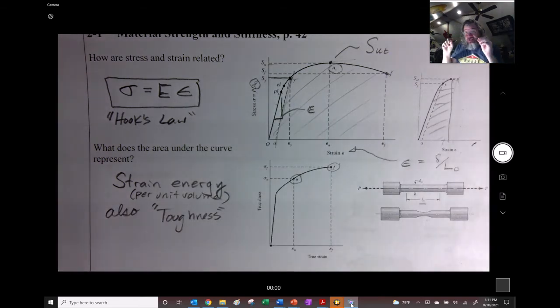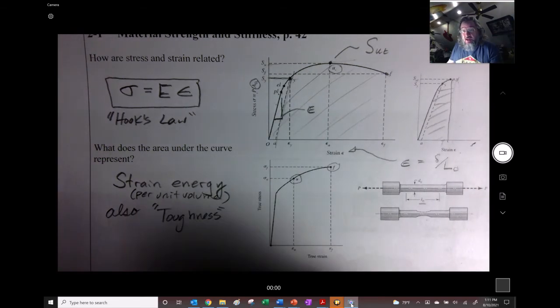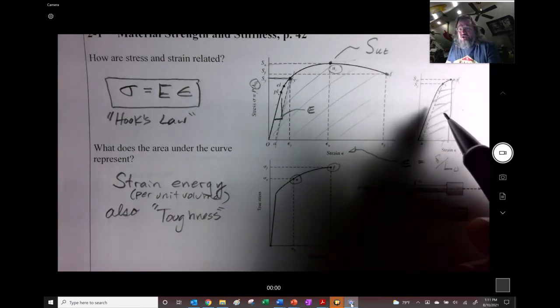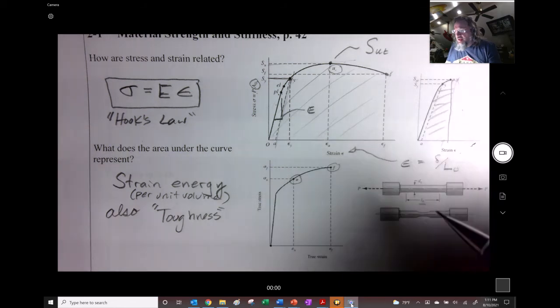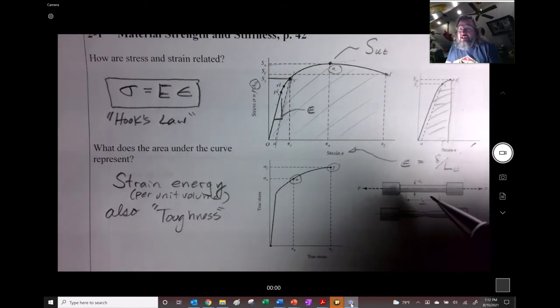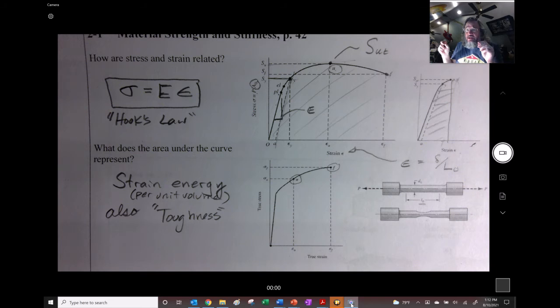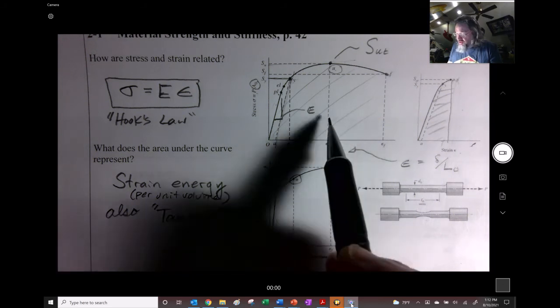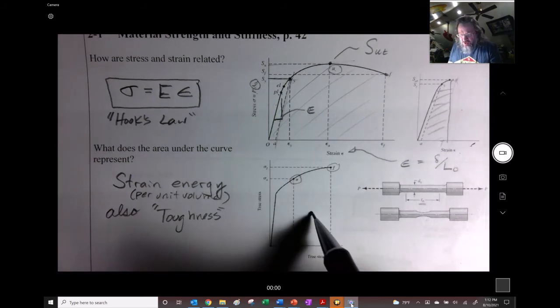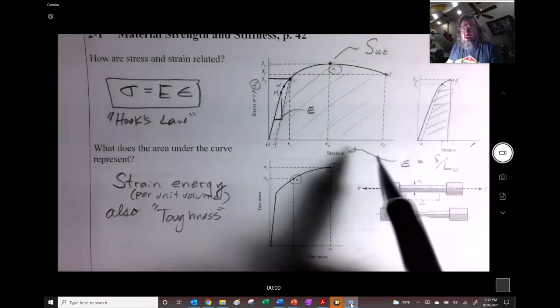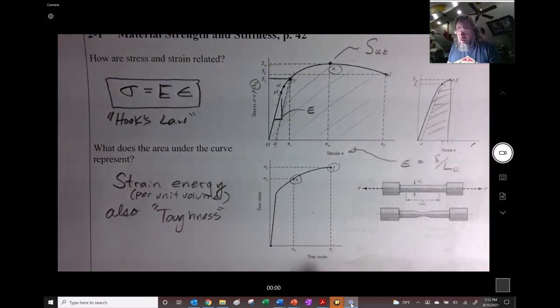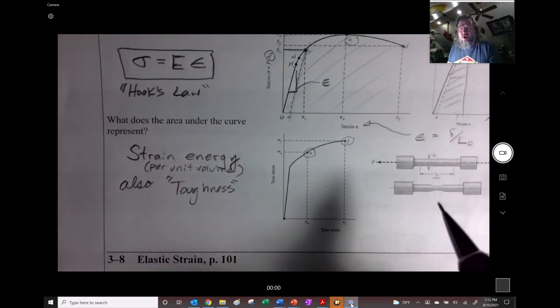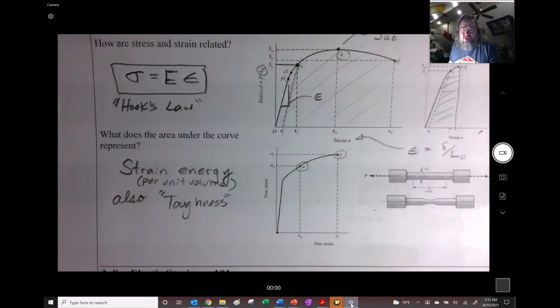So you can understand the definitions between a ductile material. A ductile material can take a lot of strain energy compared to a brittle material of the same strength. Brittle material right there is not as tough. It doesn't absorb as much because it doesn't have a whole lot of strain before failure. So that's a really important thing. So there's engineering stress and strain, and there's true stress and strain. We usually stick with the engineering stress and strain when we deal with these curves.